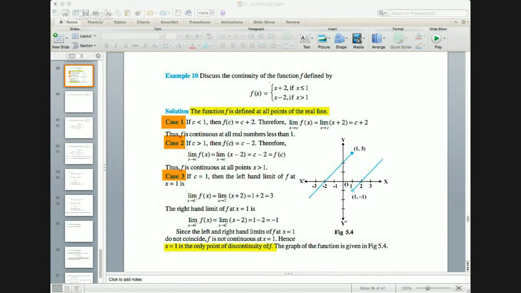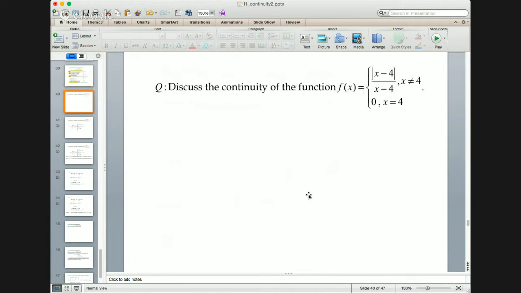So we are looking at our next problem now, where we are going to be talking about the modulus function. Discuss the continuity of the function f(x) equal to mod of x minus 4 by x minus 4, x not equal to 4, and 0 when x is equal to 4. So it's a very regular function that you are quite accustomed to by now.